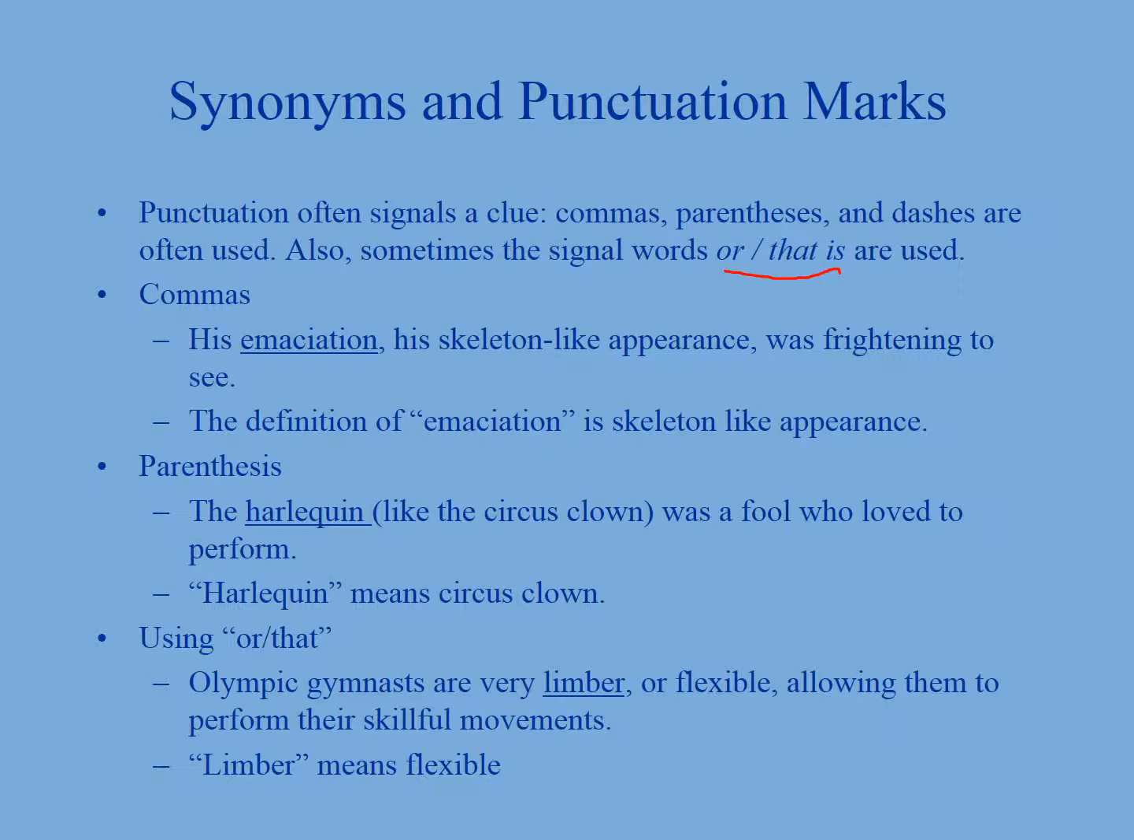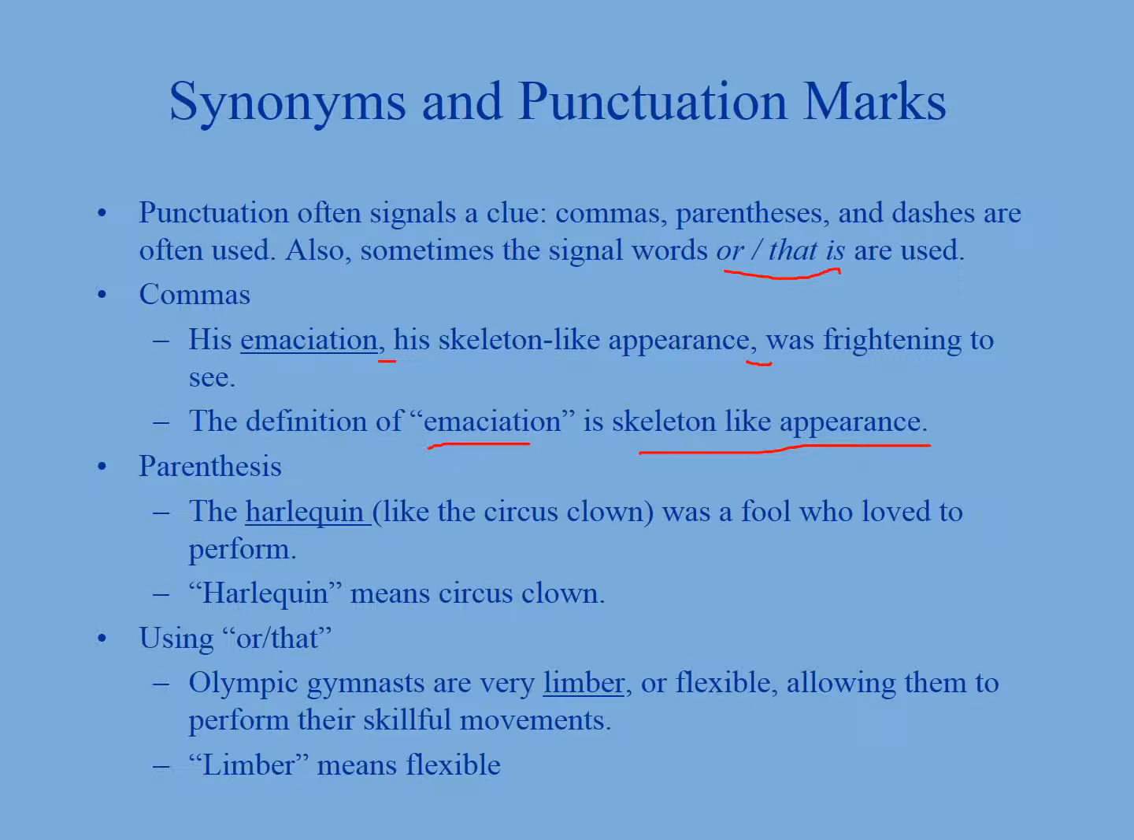When commas are used: "His emaciation, his skeleton-like appearance, was frightening to see." The unfamiliar word here is emaciation. Notice the phrase that is enclosed in commas, his skeleton-like appearance. That is the definition of the unfamiliar word. When an author uses a synonym clue, it will be right beside or right next to the unfamiliar word, and it will be enclosed in some type of punctuation mark, such as commas, parentheses, or dashes. So the definition of emaciation is skeleton-like appearance.